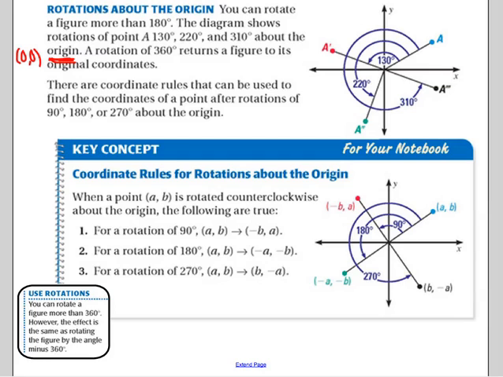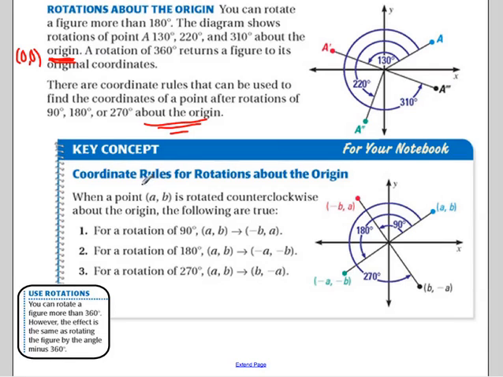It's very specific when things say about the origin. That is 0, 0. Do not forget that. A rotation of 360 degrees returns a figure to its original coordinates. So if we started here at A and we went all the way around 360 degrees, it would still be at A. A and A prime would be the exact same point.